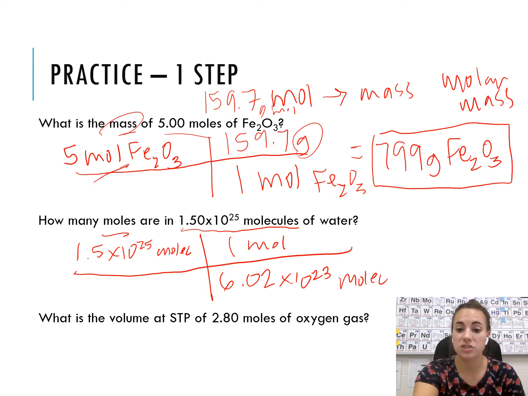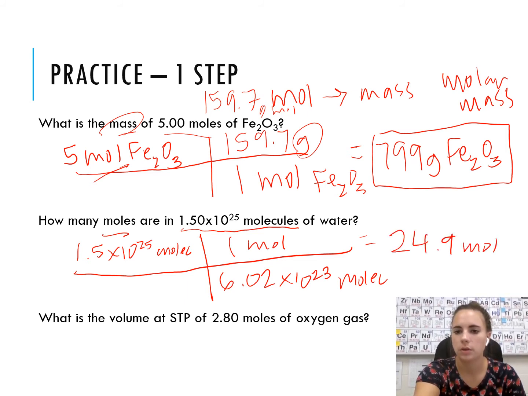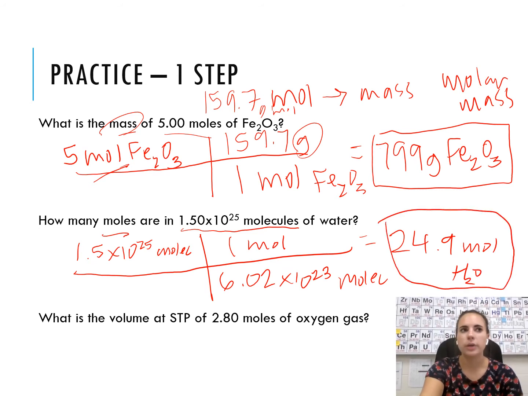Now I'm in moles, which is what my question asked me for. So I'm going to multiply across the top and divide by the bottom, and I'm going to get 24.9 moles of water. So again, remember, these are conversions. This is the same quantity. 24.9 moles of water and 1.5 times 10 to the 25th molecules of water is the exact same amount of water. We're just converting the unit by which we're representing it in.